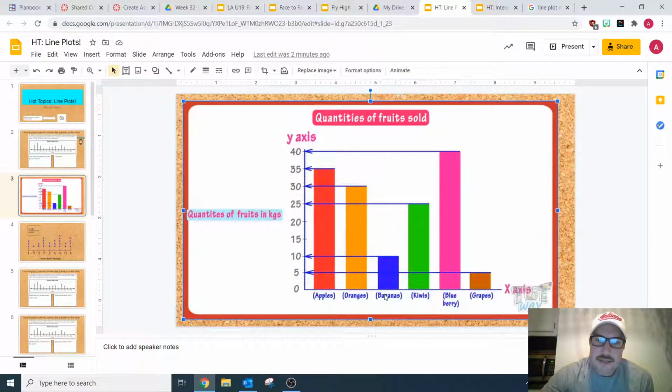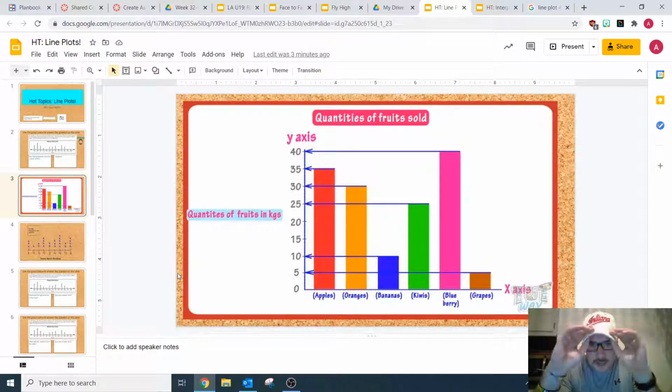If we look at bananas, it's so much smaller, and the top of our bar is at 10. So 10 kilograms of bananas were sold. It's a way to display information, and when you look at it, you can learn a lot, like you might be able to deduce what sold more, grapes or blueberries. If we want to look at which sold more, we would look at blueberries. Blueberries sold 40 kilograms and grapes only sold 5. So just looking at this graph, we can already tell that blueberries sold more than grapes.